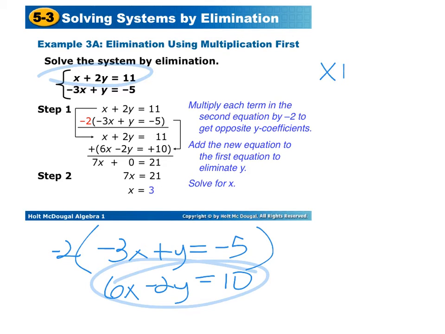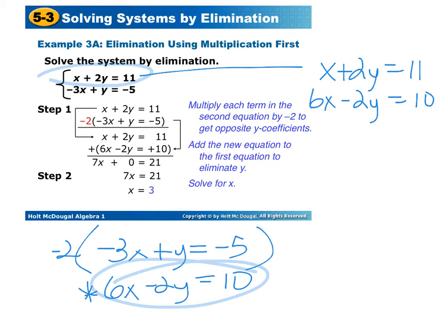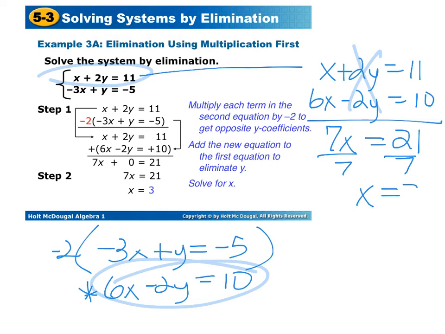So now I get x plus 2y equals 11. I'm rewriting the first one. I'm rewriting the one that I just rearranged by multiplying. Now notice, look at my y's. What's going to happen to them? They're going to cancel out. So then now I'm going to add 1x plus 6x and get 7x. 11 plus 10 is 21. Divide by 7, x equals 3.